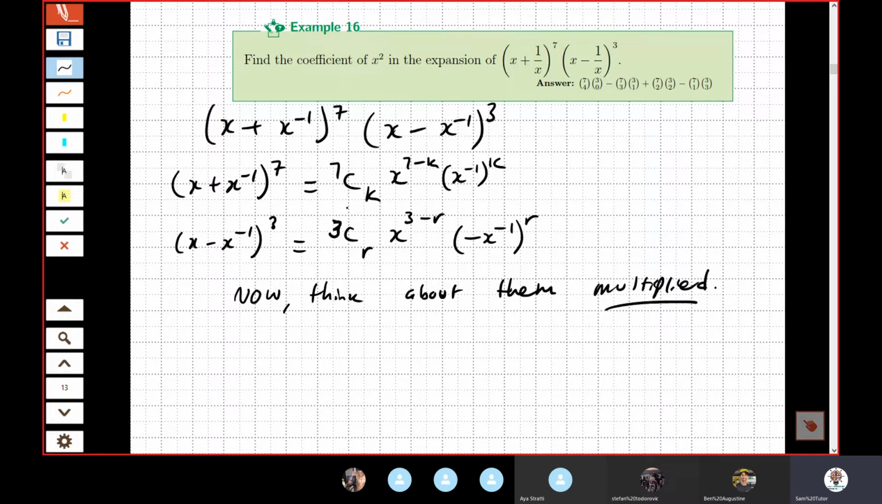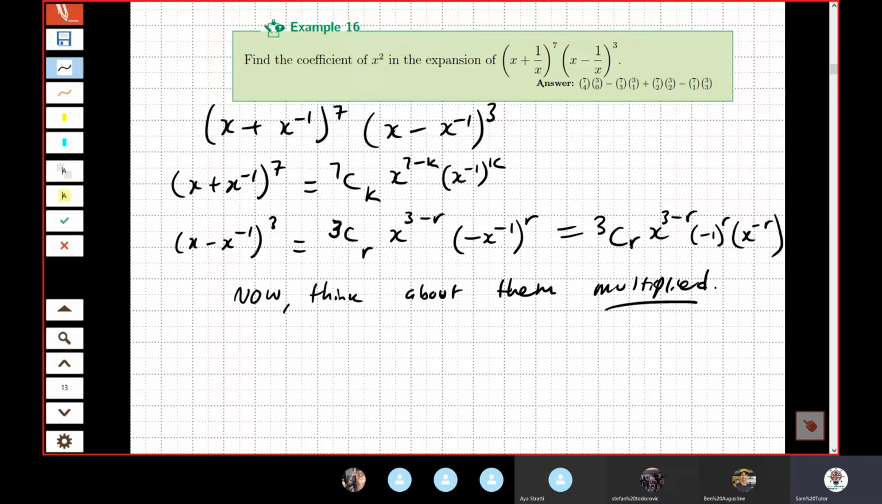Think about these terms that are going to be multiplied, right? That means essentially it's going to look like this, with the exception of this one here. So let's fix this one up. 3 choose r, x to the 3 minus r, and then negative 1 to the r, and then x to the power of negative r. Oh, wait, I'll stop there. Any questions about what I've written?